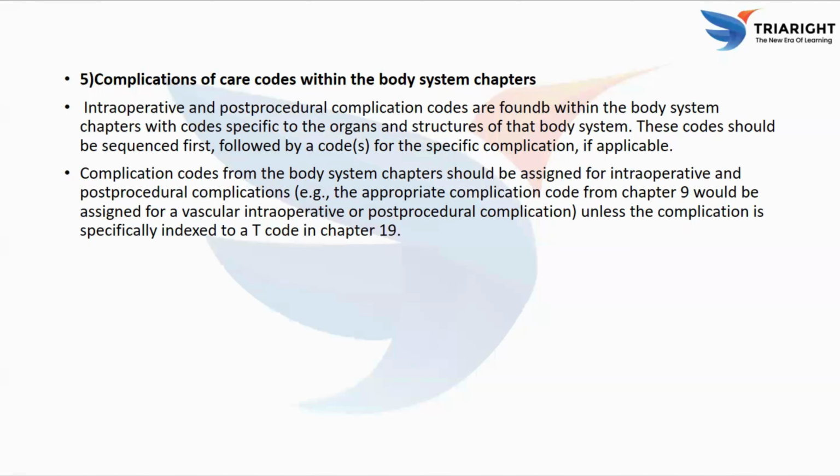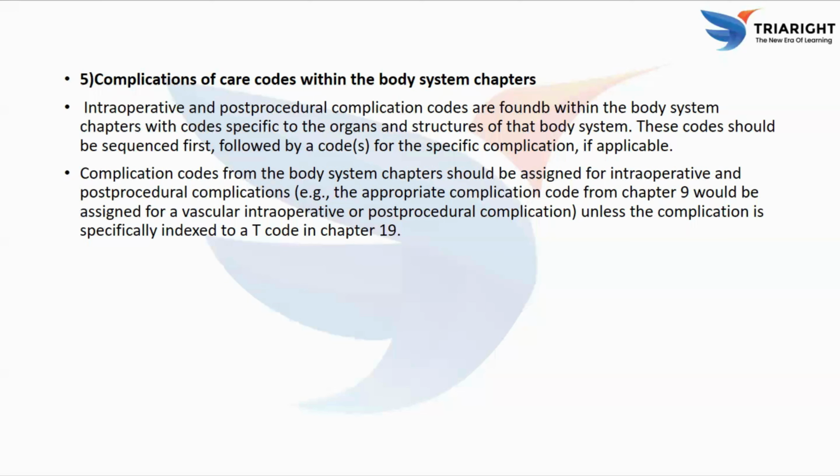So what is the coding rule over here? If a complication affects a specific organ or a system, you should look first in the chapter for the body system. So you have to use the more specific complication code available. So what is the example? If a patient develops post-operative hemorrhage of a coronary artery, look in chapter 9 circulatory system, but not in chapter 19. So this is how you have to code the complication of care problems.